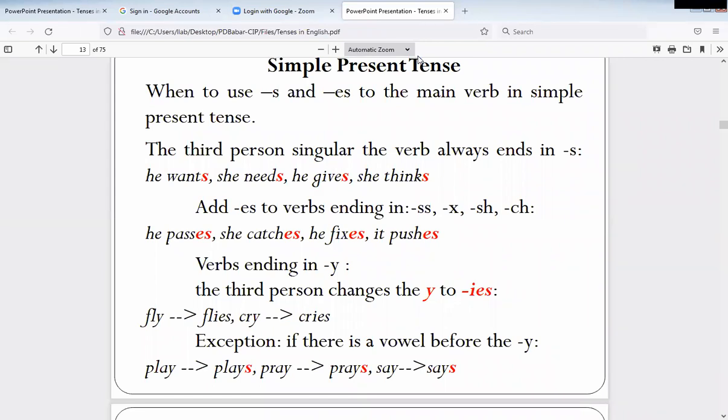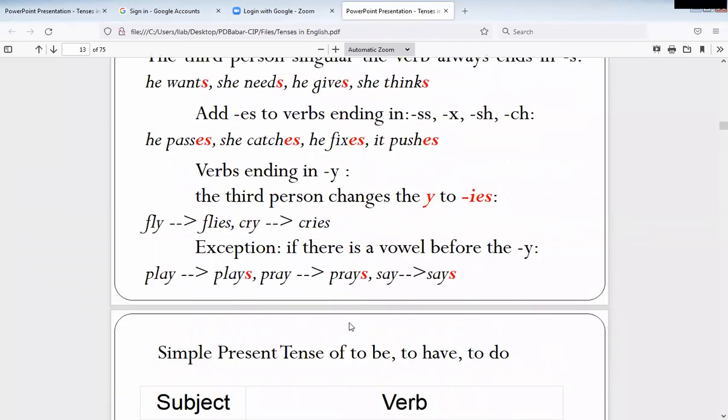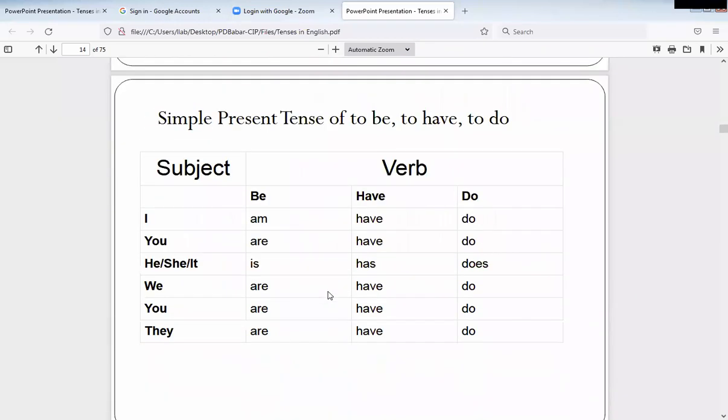We have to add ies as a suffix if the verbs are ending with y. The exception for this condition is the verbs ending with y where there is a vowel before y. If there is a vowel before y in the verb, then we have to add just s as a suffix. So play becomes plays, pray changes to prays, and say changes to says. These are the structures we have to use.